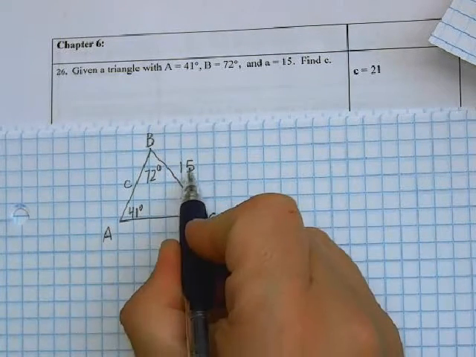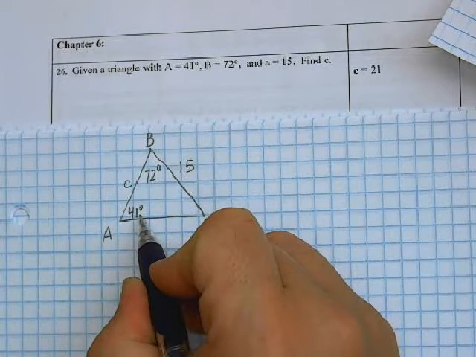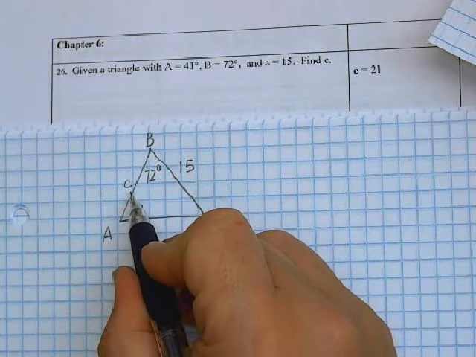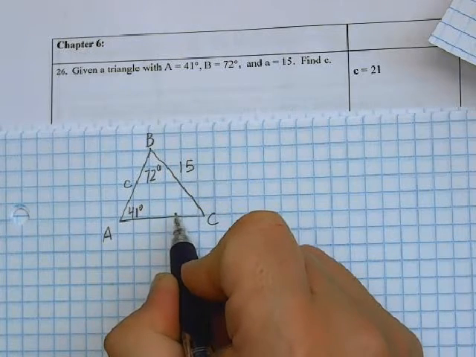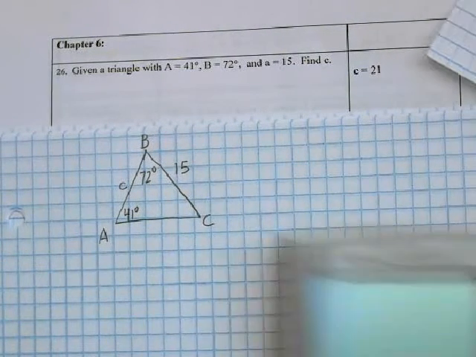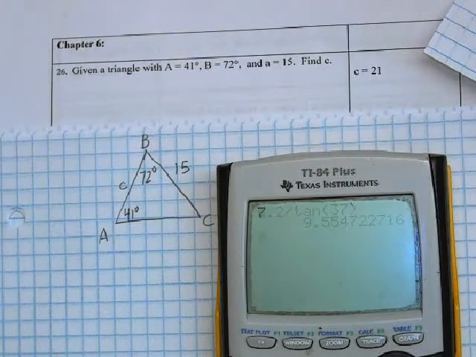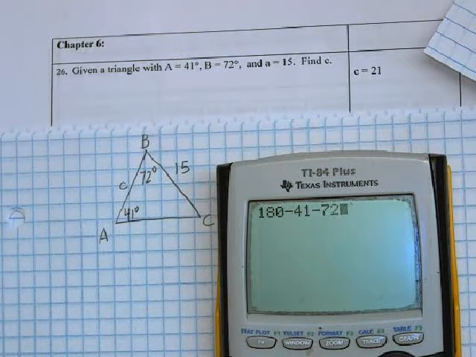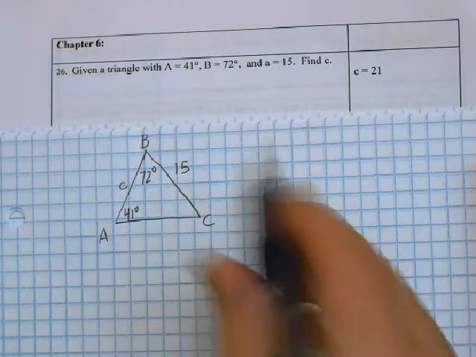Well, I have a side angle pair, which means I can use the law of sines. But in order to find little c, I need to know the angle c. Well, we know that the three angles add up to 180. So I see angle C is 67 degrees.